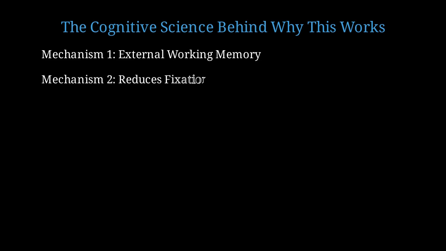Second, it reduces fixation. When humans brainstorm, we get stuck in mental ruts, repeatedly generating variations of the same idea. AI generates more diverse initial ideas, because it samples from a much larger semantic space. Third, the scoring rubric provides metacognitive scaffolding. It forces us to think about our thinking, to analyze what makes ideas good, rather than just generating more ideas blindly.